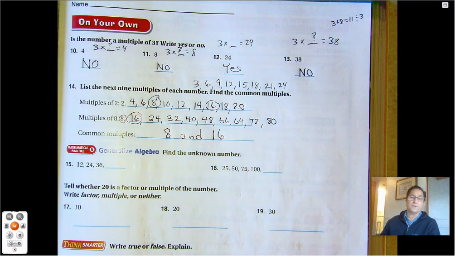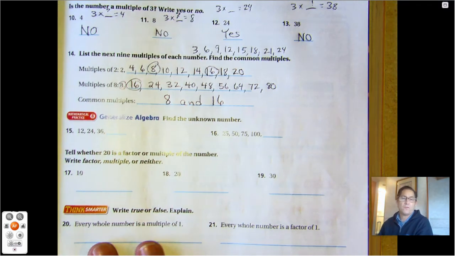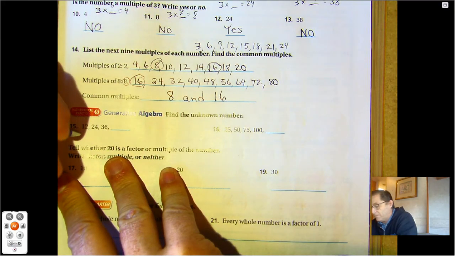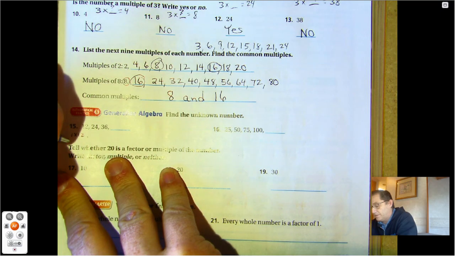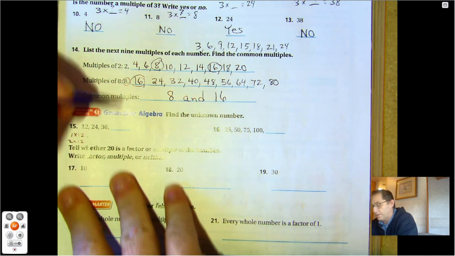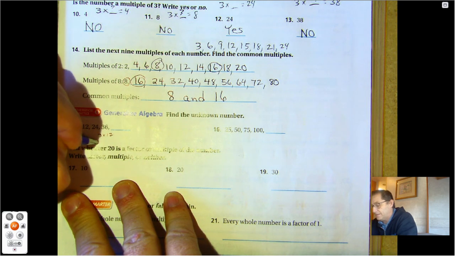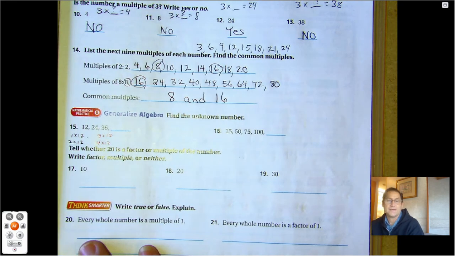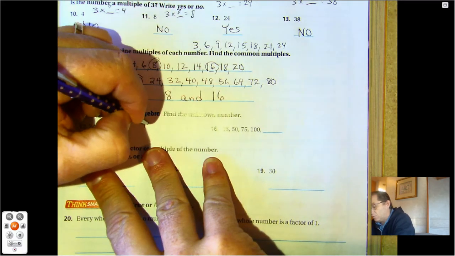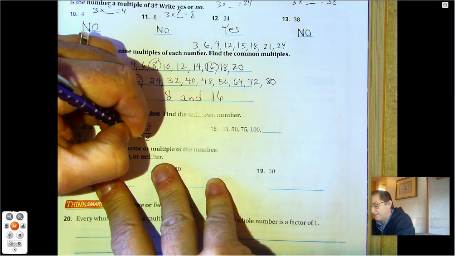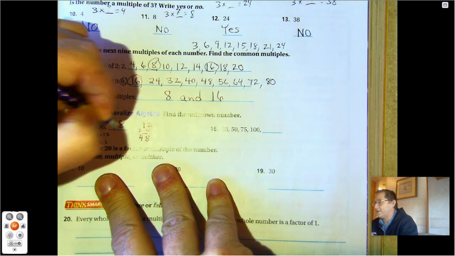Find the unknown number. 12, 24, 36. 1 times 12 is 12. 2 times 12 is 24. 3 times 12 is 36. So we have to find what 4 times 12 is. 12 times 4. 4 times 2 is 8. 4 times 1 ten is 4 tens. 48.